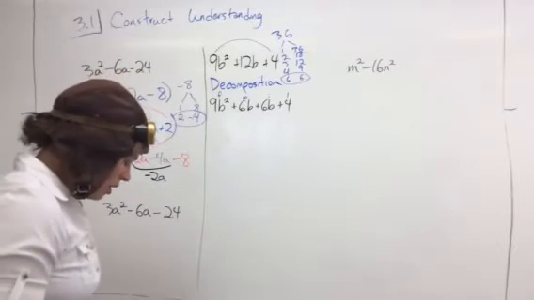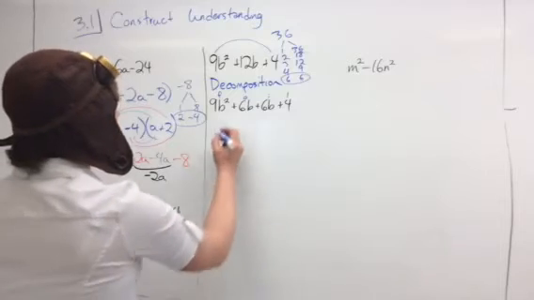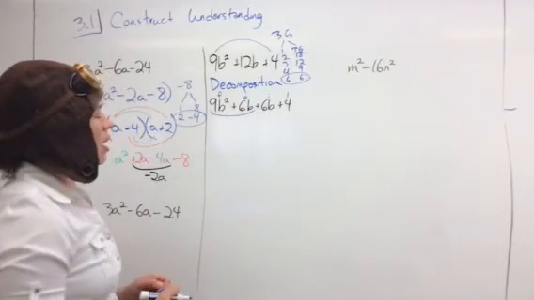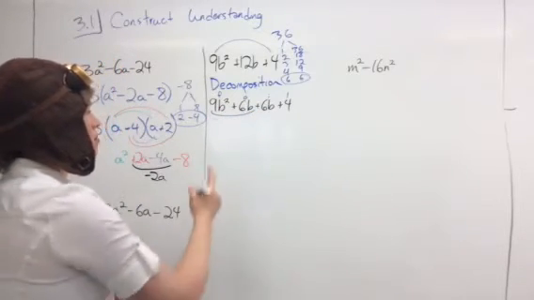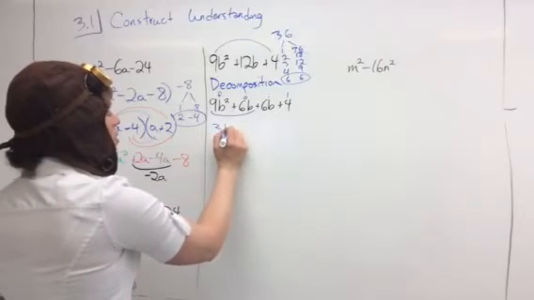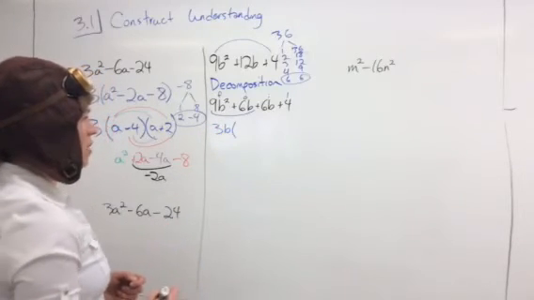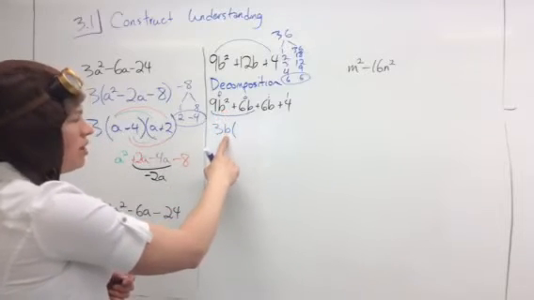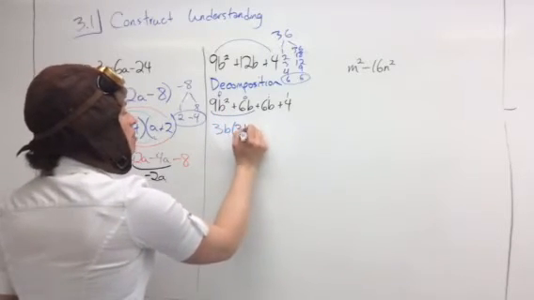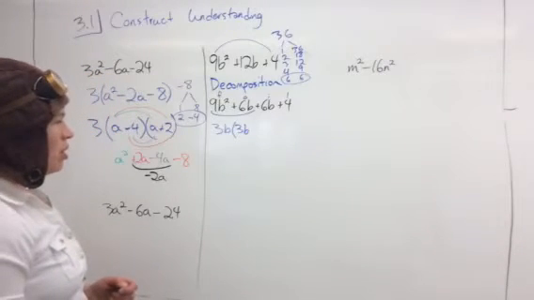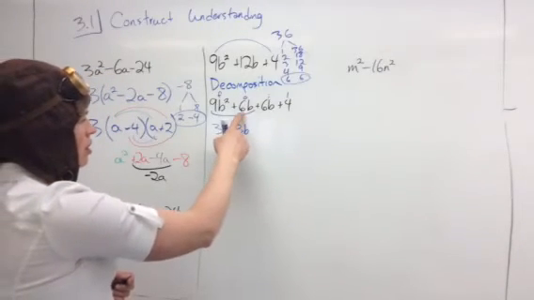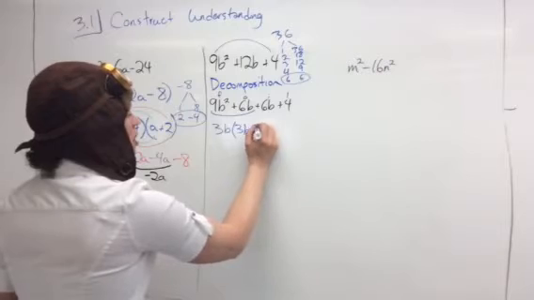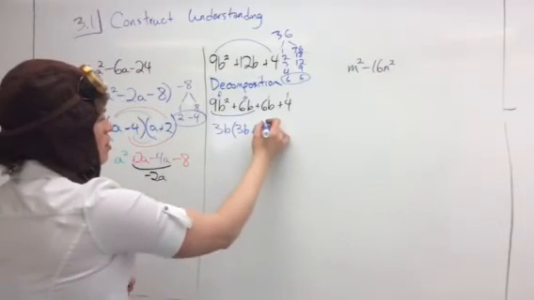So I'm going to look at these ones and look for common factors. 3 is a common factor. B is also a common factor. So 9b squared divided by 3b would give me 3b. And then I look here and go 6 divided by 3 is 2. B divided by b, that's just not going to be a b.